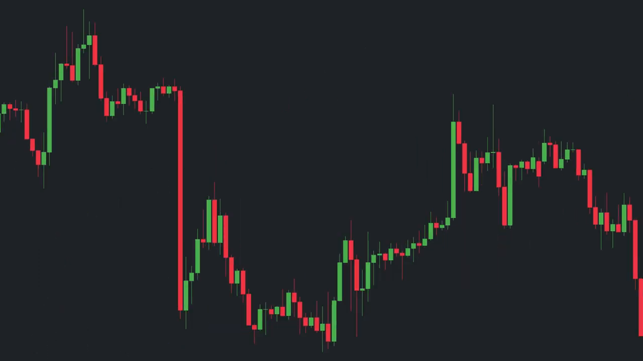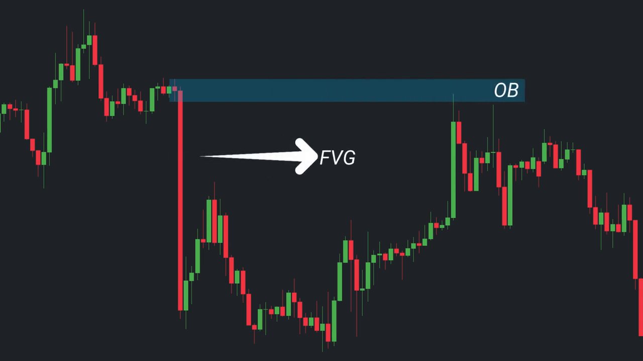Of course, it's not always necessary for a liquidity sweep and market structure shift to occur. If an order block and a fair value gap form consecutively after swing highs or swing lows, the probability of the price rejecting from the fair value gap and reversing from the order block increases.